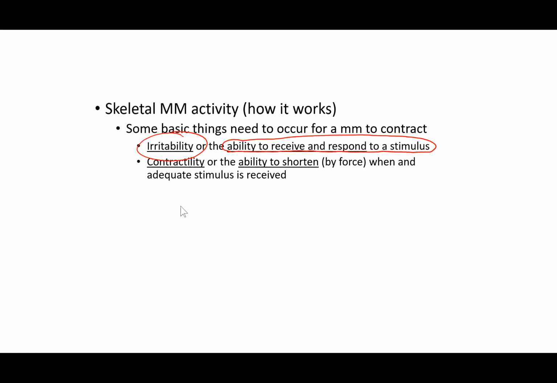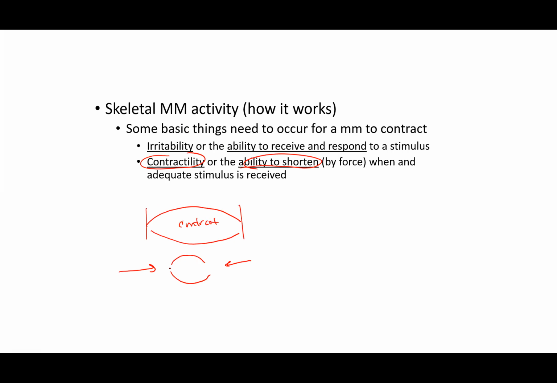Then you need contractility. Contractility is the ability to shorten. Muscles start out long, and then when they contract, they shorten. So you can see the length of the muscle gets shorter in a contraction. So it's the ability to shorten when an adequate stimulus is received.